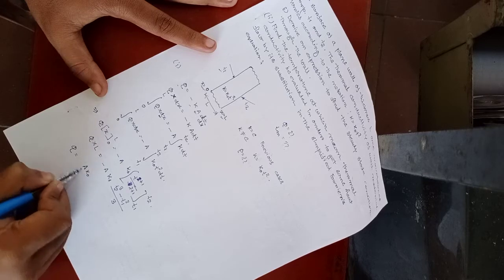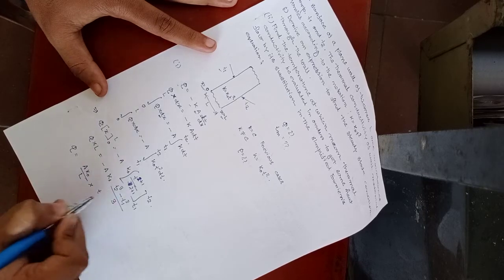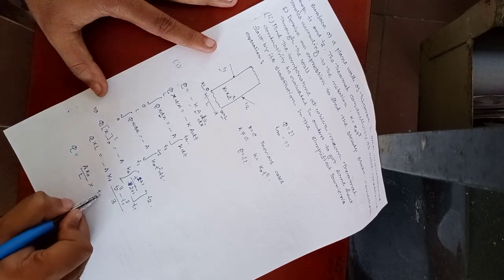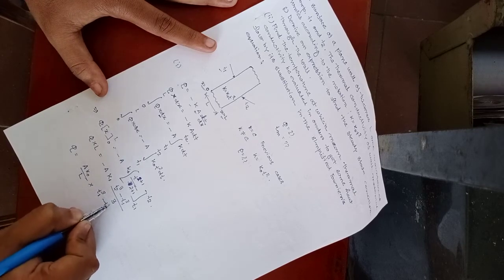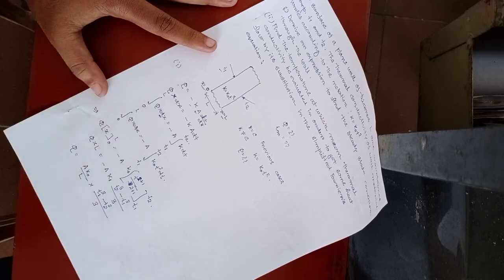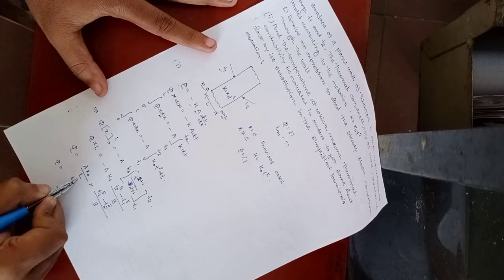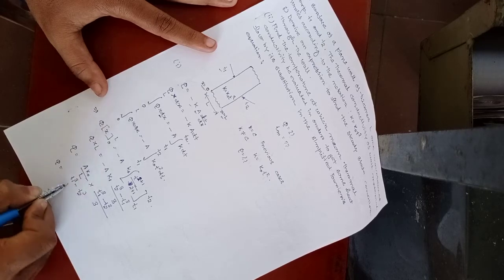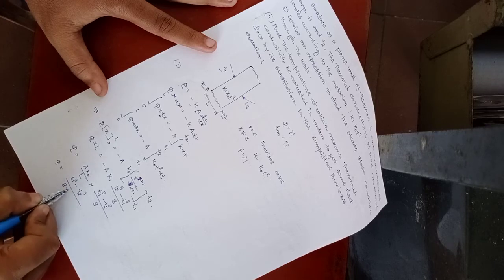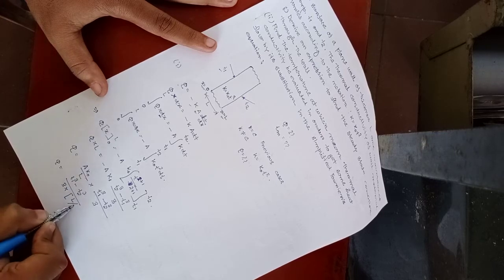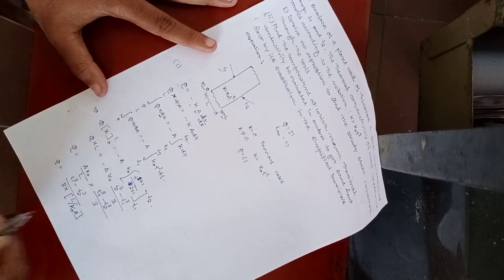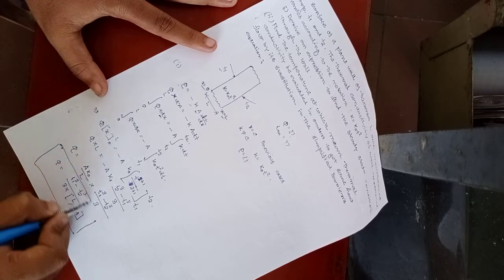So Q is coming as A K0 by L into, just I am taking this minus on the front side, T1 cube minus T2 cube by 3. So Q is equal to T1 cube minus T2 cube by 3 into A K0 by L. So this is the derived equation for the heat through the plane wall under steady state conditions.